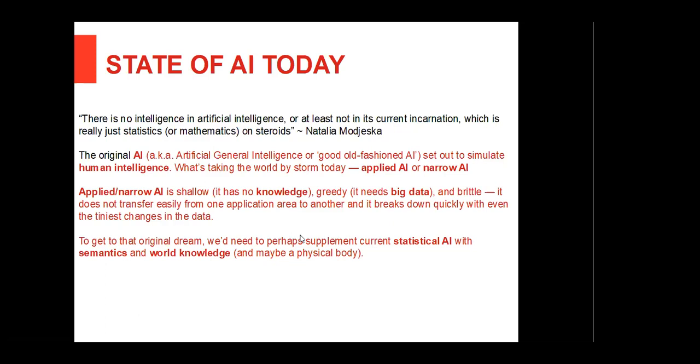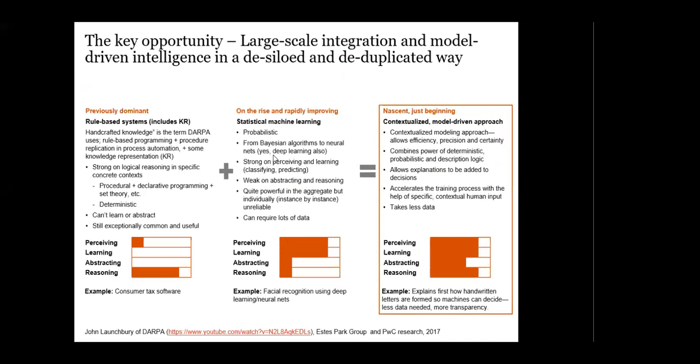So to get to that original dream, we need to supplement the current statistical AI with what we call semantics and world knowledge. So semantics is meaning. World knowledge is what we already know, common sense. AI must have common sense. So if you look at the screen, this screen tells you about the two types of approaches to AI. I think there's a screen on this much later. I should have brought it earlier.